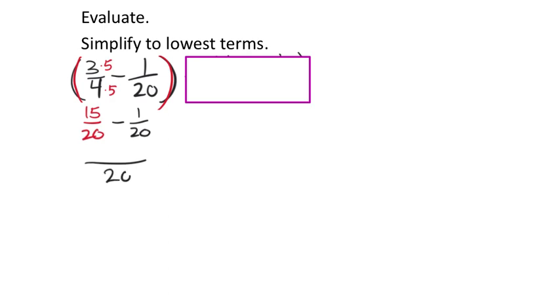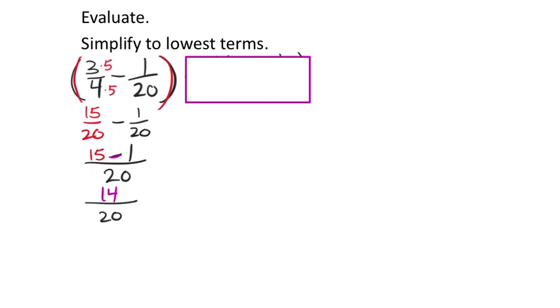Now I'm looking at 20ths, subtracting 20ths. That's 15 minus 1 of the 20ths. And when I subtract there in 20ths, 15 minus 1 is going to be 14. Now this fraction, 14/20, can be simplified, but again, I'm not really concerned about that right now.